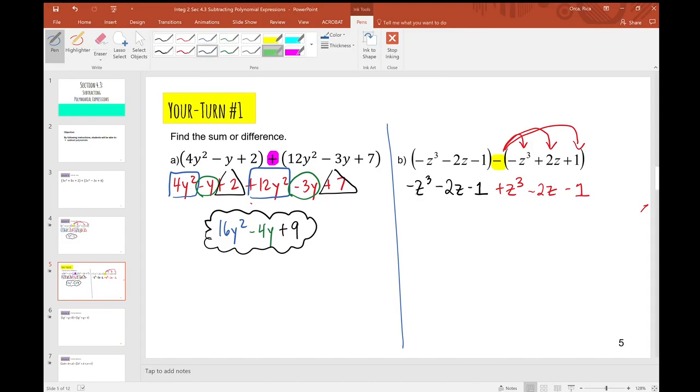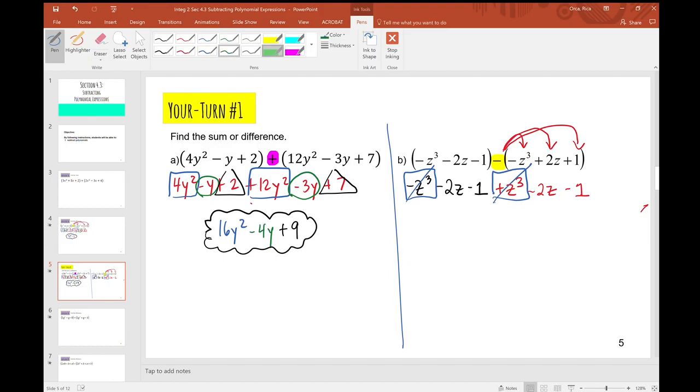So we have negative z to the third plus z to the third. Remember, we want to write our answer in standard form. So when we combine like terms, we want to look for the variable that has the biggest exponent. So negative z to the third plus z to the third is actually 0. They cancel out.